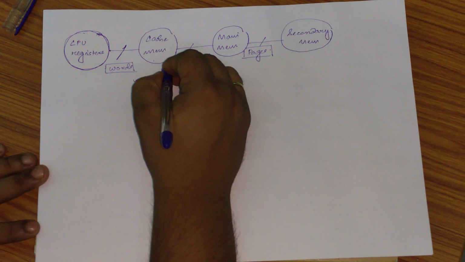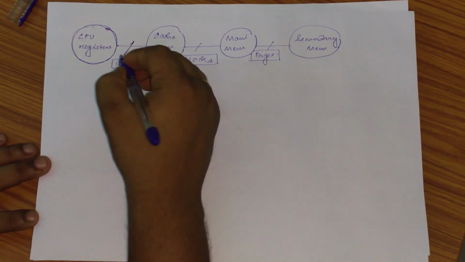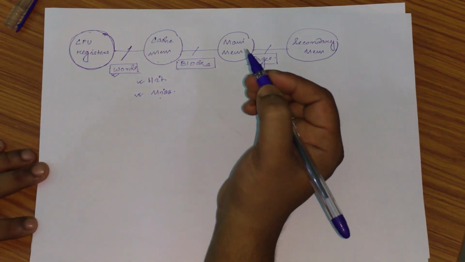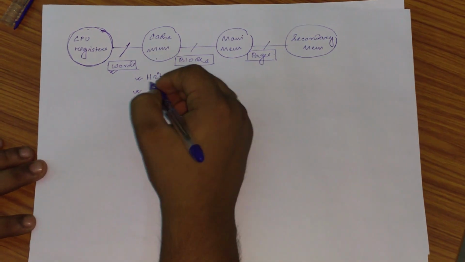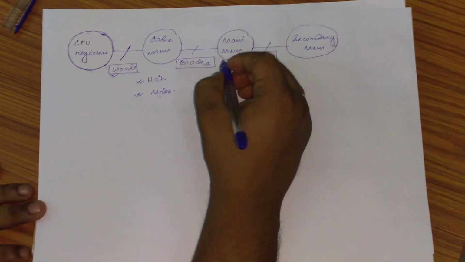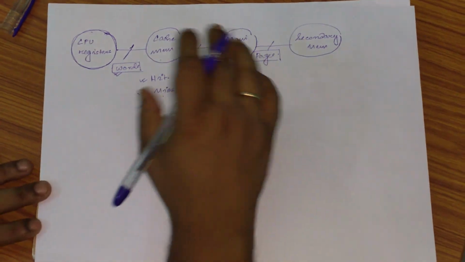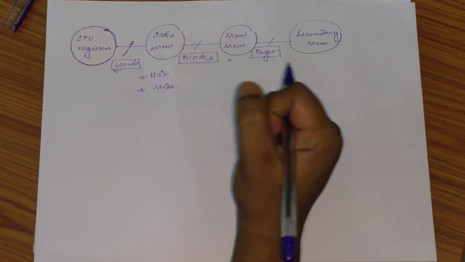So if it is a hit, then the data will be transferred to the CPU in the form of words, as we have seen before. Otherwise the operation will be a miss and the reference will be forwarded to the main memory. This is the structure of a typical hierarchical memory organization.